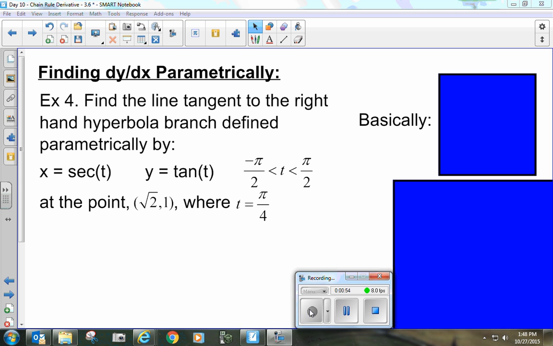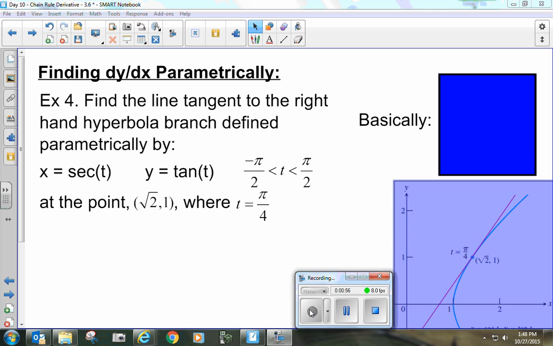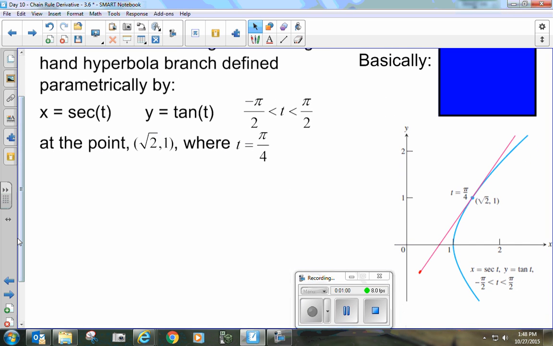First off, let me show you the graph. This graph right here is the right-hand part of a hyperbola, this line in blue. And we want to find the tangent right at where t equals pi over 4. That's right there. So we want to find this tangent line.